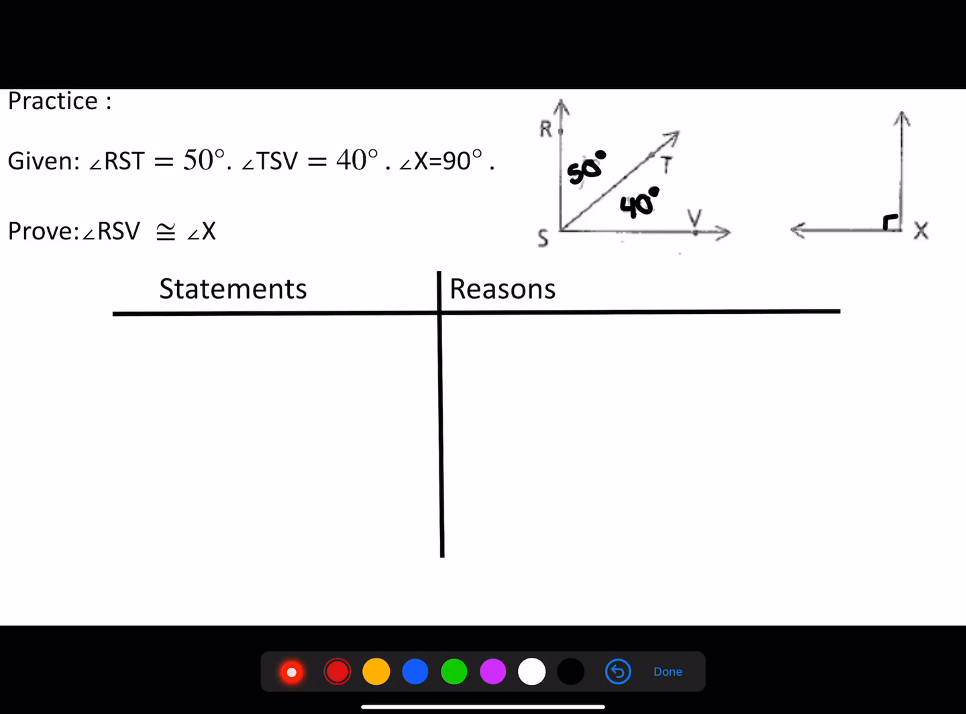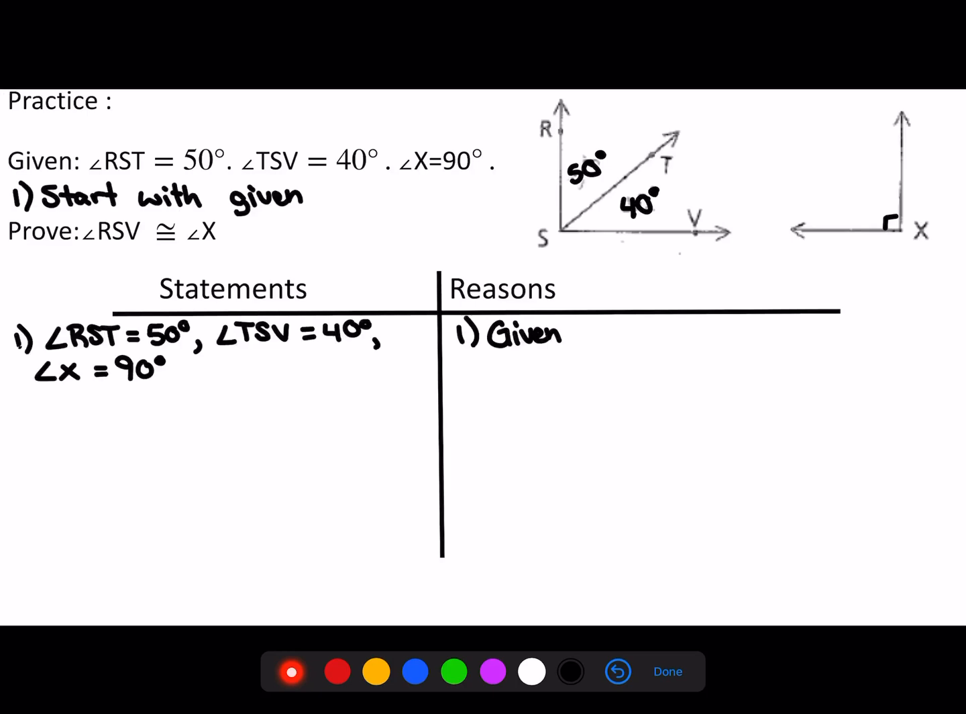Go ahead and pause the video if you'd like. Work on this one on your own for a second, and then we'll jump into it. All right, so for this one, we're given information. Angle RST is equal to 50 degrees. Angle TSV is equal to 40 degrees, and angle X is equal to 90. So I can draw this all in my picture right away, and I can write that all as my given.